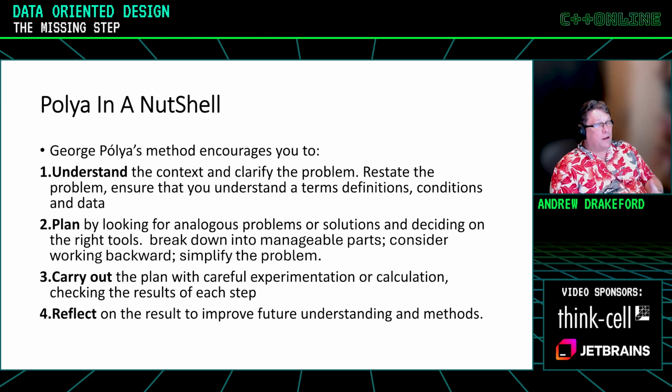The second phase of Pólya is drawing up a plan, identifying analogous problems, solutions that we've seen before, looking at the right tools, how we're going to decompose the problem. Maybe we can try working backwards. Maybe we can simplify the problem. But we're going to get a plan and we're going to execute it. If we execute it diligently and make sure we're doing the right thing, we're going to be okay. Finally, once we've solved the problem, we can reflect and see if there's any of those results that we can take further forward with us, and how we can improve our game going forward.